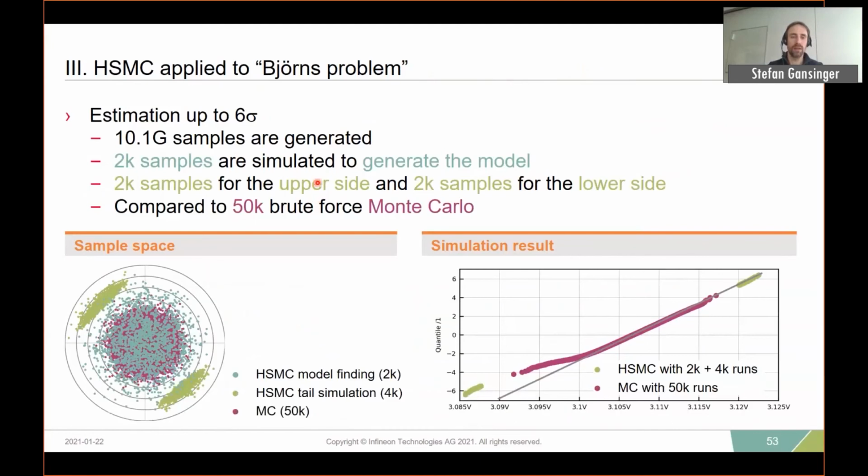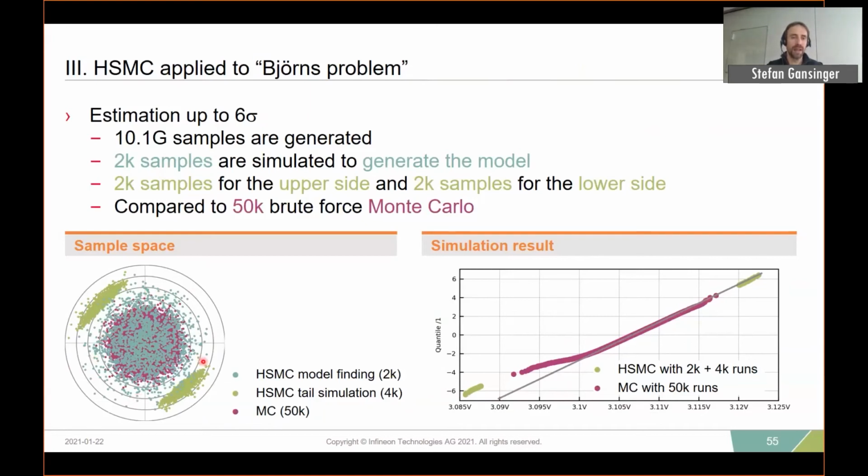So if we use this simulation method on the Björn circuit, it's done like this. We define we want to estimate up to 6 sigma, which is quite far away from the mean value. To do so, the tool generates 10 gigasamples or even more. Out of these 10 gigasamples, it takes 2K samples, which are simulated to generate the model. If we look at the sample space, these are these light green dots. They are nicely distributed over the whole sample space. So they are used to generate the model.